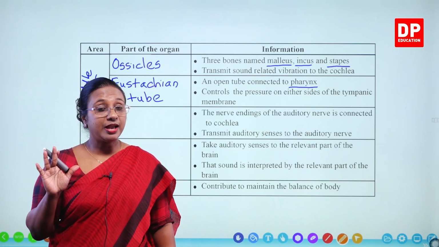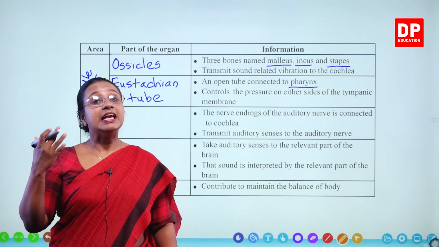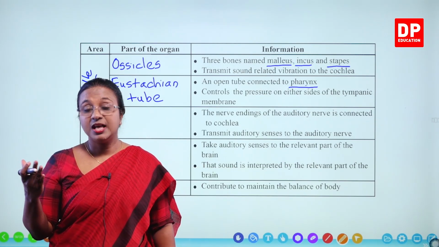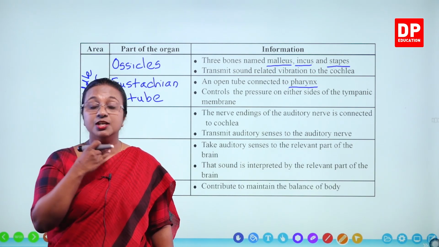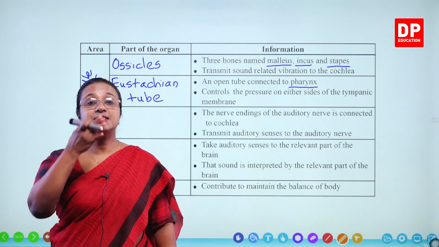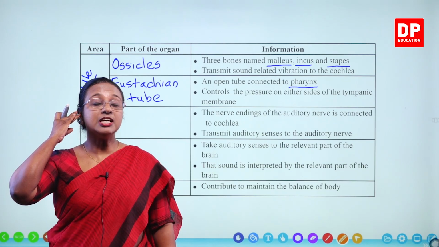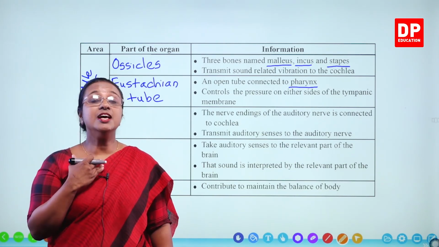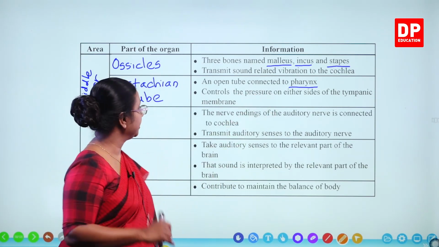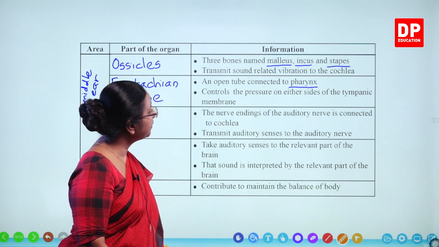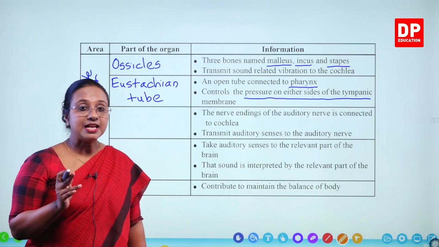Now, students, you can remember, we call some doctors as ENT doctors. Ear, nose and throat. The reason is your ear, nose and throat are connected together. So, nose is part of the respiratory system, pharynx is part of the respiratory system. The pharynx is connected to the ear. So, ear, nose and throat. That is why ENT. So, the eustachian tube opens into the pharynx, controls the pressure on either side of the tympanic membrane. Is that clear to you all?